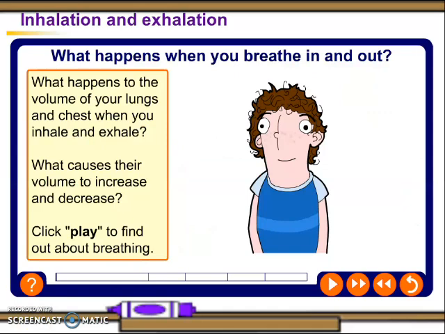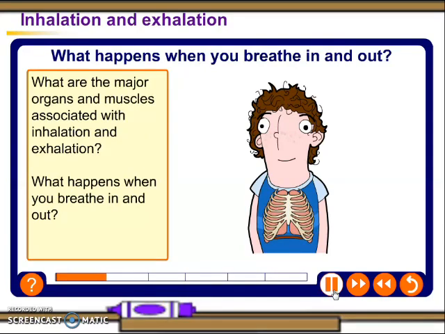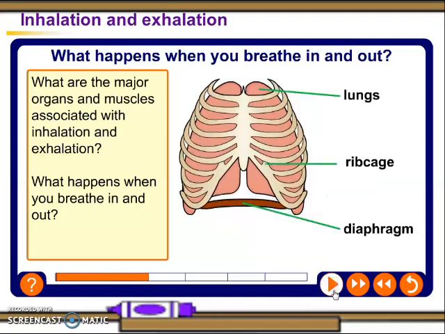What happens when you breathe in and out? What happens to the volume of your lungs and chest when you inhale and exhale? And what causes their volume to increase and decrease? So let's find out. What are the major organs and muscles associated with inhalation and exhalation? You are correct. Lungs, ribcage, and diaphragm. And what happens when you breathe in and out?